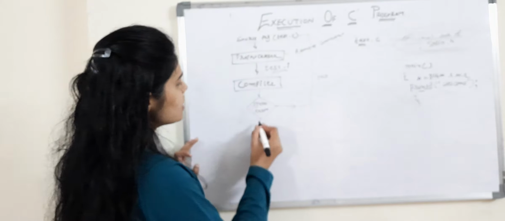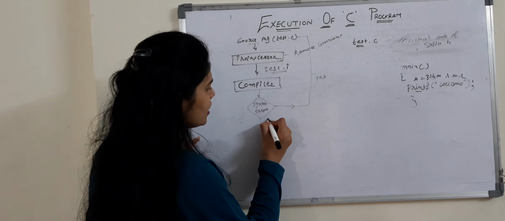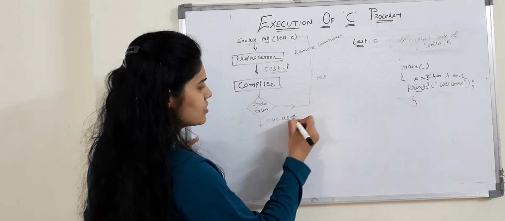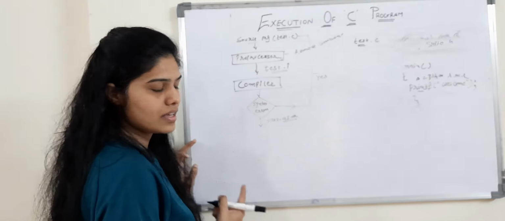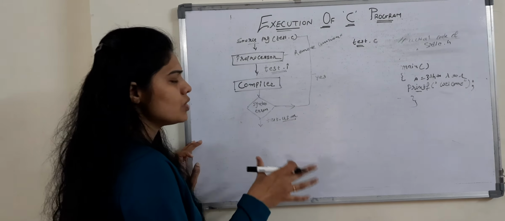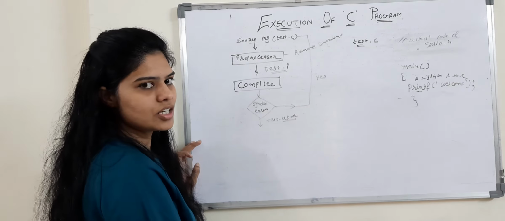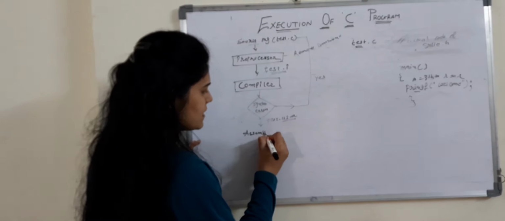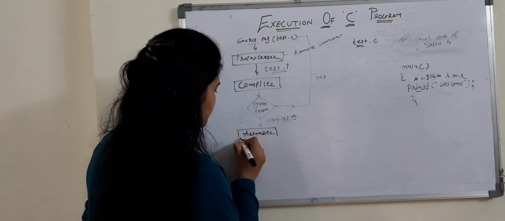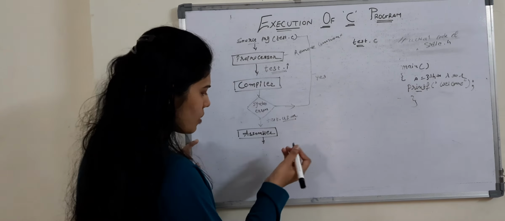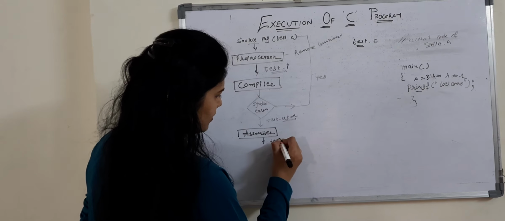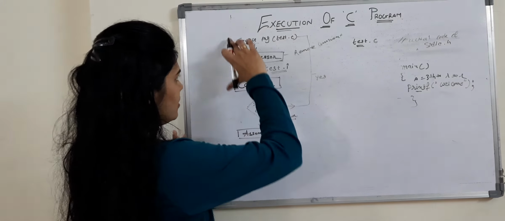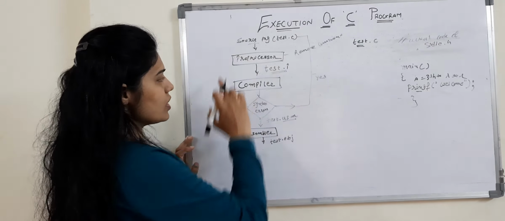If there is no error, then the compiler will generate one file which will contain assembly code, and the extension of the file will be .asm. Now to convert this assembly code into machine code, we have an assembler. So now the role of the assembler will be there. The assembler is going to convert this into object code. So this is called the translation, this is called the compilation.